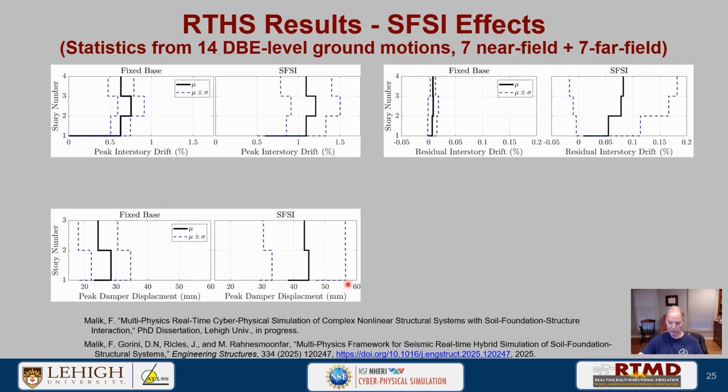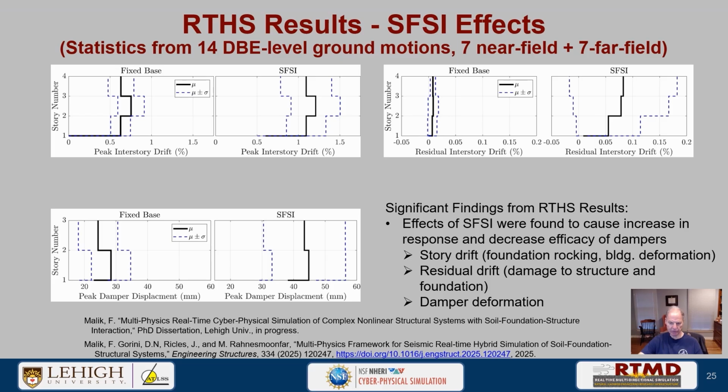So what was not accounted for in the simulation, if the dampers were to actually pull out, the load path would be disrupted, the structure would fail. We can actually do those simulations, but we assume the damper had enough stroke for that soil foundation structure interaction. So this is a concern here. So again, significant findings in the residual story drift, the maximum story drift. We also have that accentuated by the foundation rocking, in addition to building deformation, and the damper deformation itself. So the dampers, their efficacy is reduced.